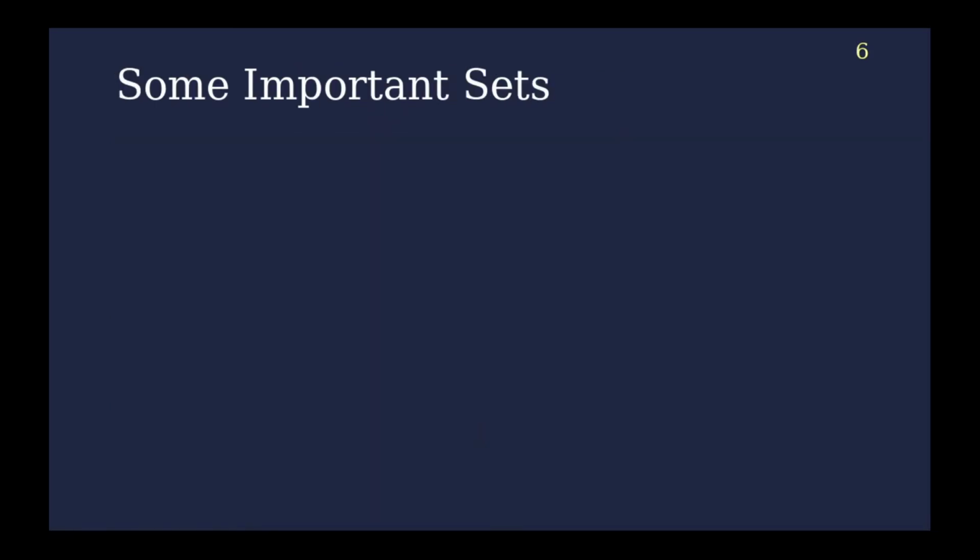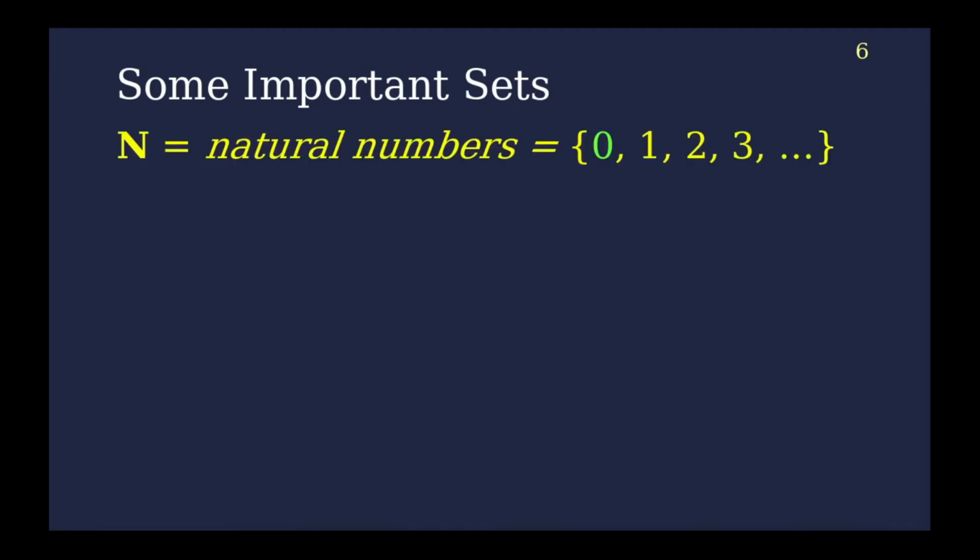Then some important sets that are available in the world that we will understand. The first set is the set of natural numbers. If you search on the internet, you will find in some resources 0 is not included in the set of natural numbers. In some books, it is considered that natural numbers are whole numbers.